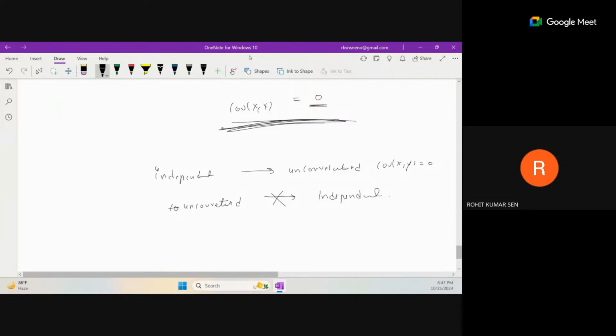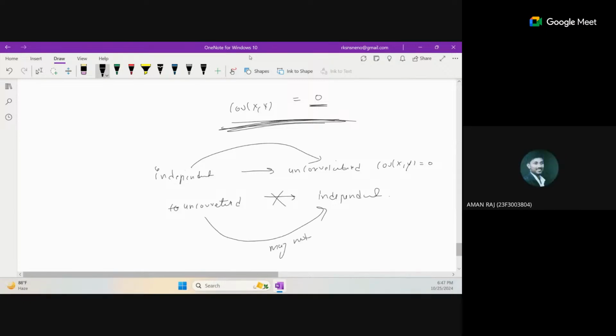Okay. So if they are independent, they are uncorrelated. If they are uncorrelated, it may be true that they are independent, or it may be true that they are not independent. So if this is true, this is true. If this is true, this may not be true.